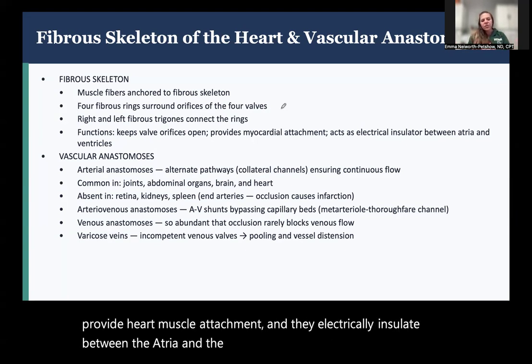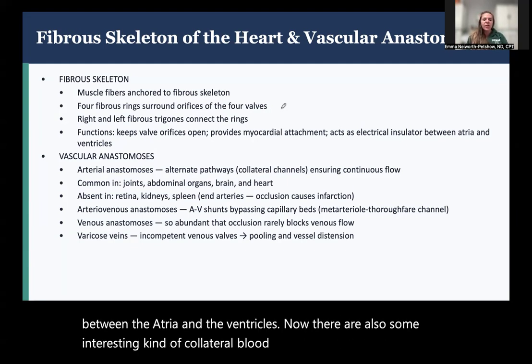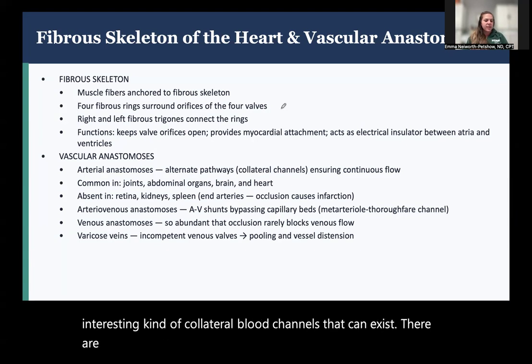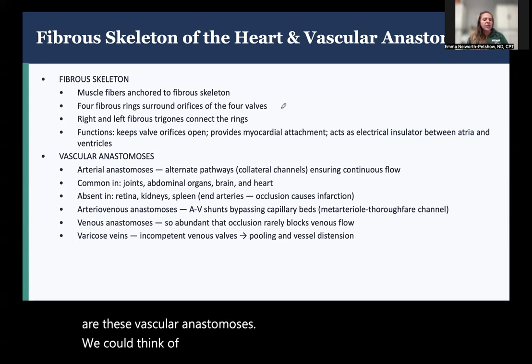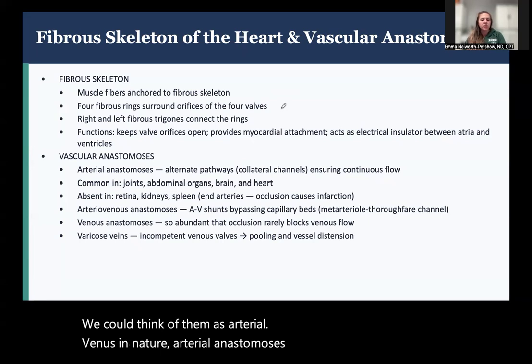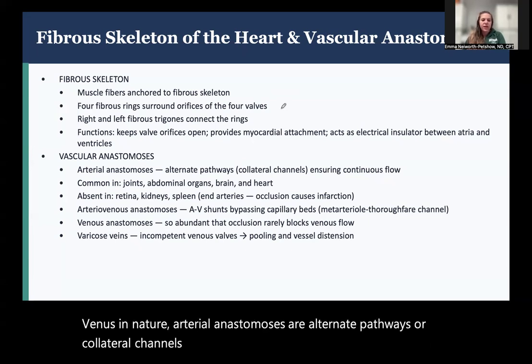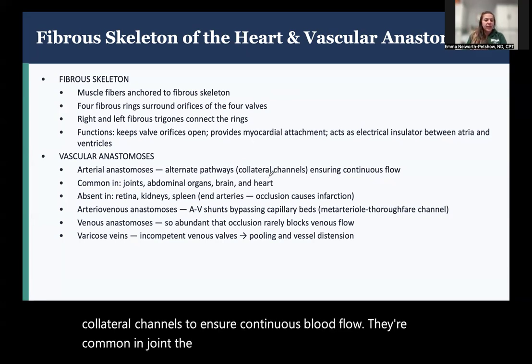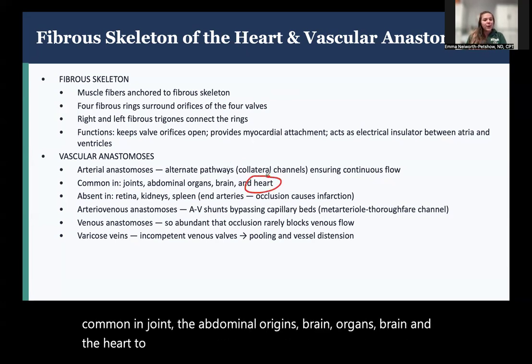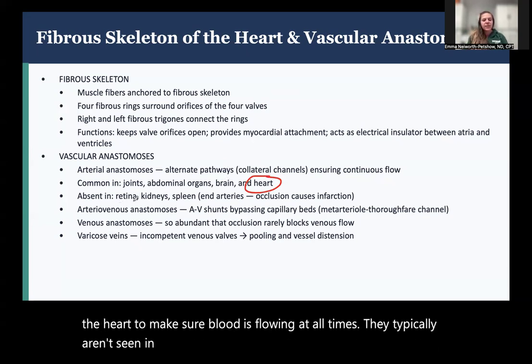Now, there are also some interesting collateral blood channels that can exist. There are these vascular anastomoses. We could think of them as arterial or venous in nature. Arterial anastomoses are alternate pathways or collateral channels to ensure continuous blood flow. They're common in joints, the abdominal organs, brain, and the heart to make sure blood is flowing at all times. They typically aren't seen in the retina, kidneys, or spleen.